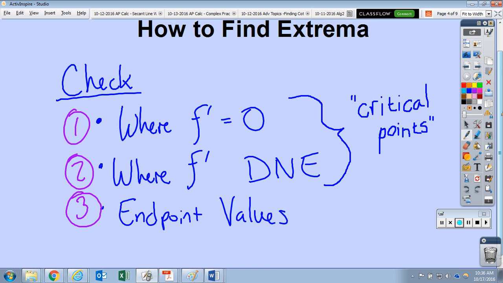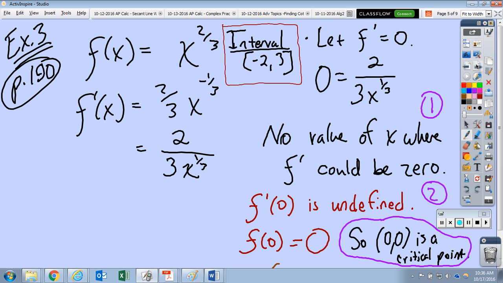And then endpoint values. So this was a good example. You might see something like this on the test: f of x equals x to the 2/3. Something simple. It's going to be a simple function. I'm not going to give you something crazy. I'm not going to give you an exponential or a logarithmic. Should we expect trig? I'm going to give you something like this, or maybe a rational function. Probably not trig.